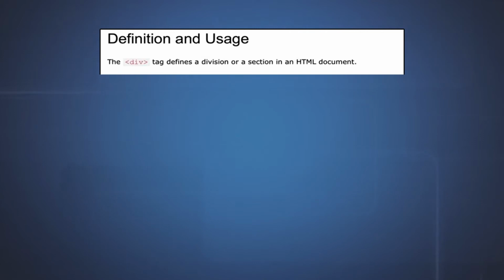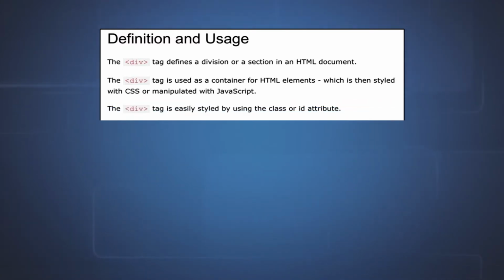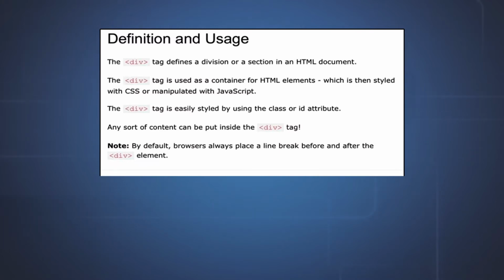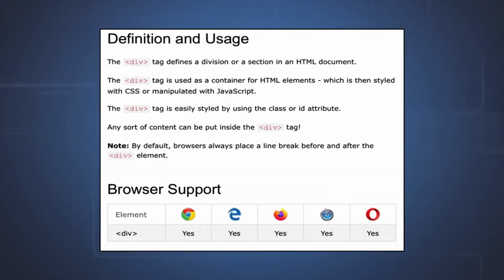The div tag defines a division or a section in an HTML document. The div tag is used as a container for HTML elements, which is then styled with CSS or manipulated with JavaScript. The div tag is easily styled by using the class or ID attribute. Any sort of content can be put inside the div tag. By default, browsers always place a line break before and after the div element. Div is supported widely. Chrome, Internet Explorer, Edge, Firefox, they support this particular tag.